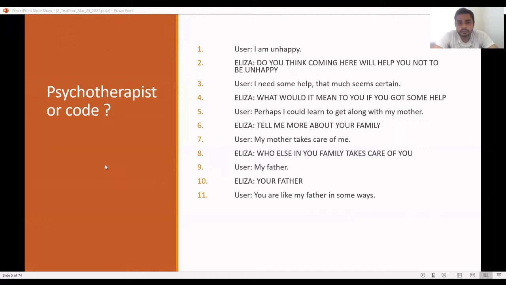Eliza's mimicry of human conversation was remarkably successful. Many people who interacted with Eliza came to believe that it really understood them and their problem. Many continue to believe in Eliza's capabilities even after the program's operation was explained to them. And even today, such chatbots are a fun diversion.